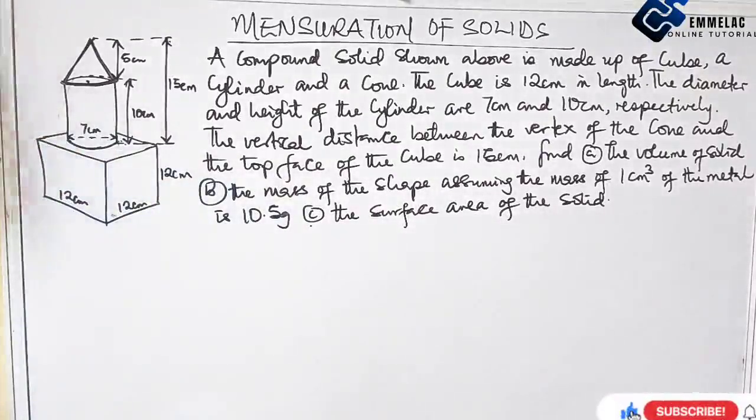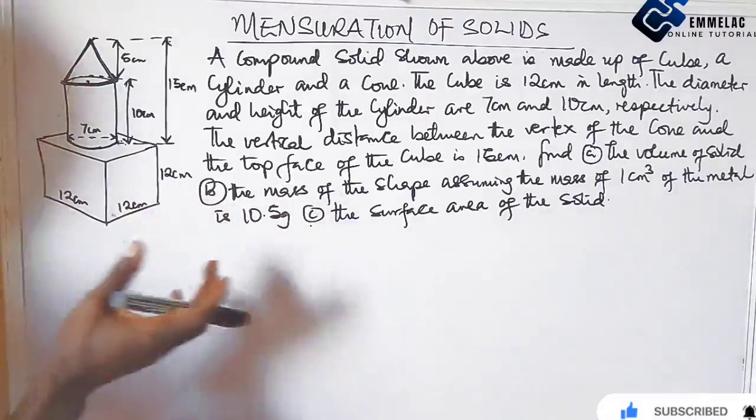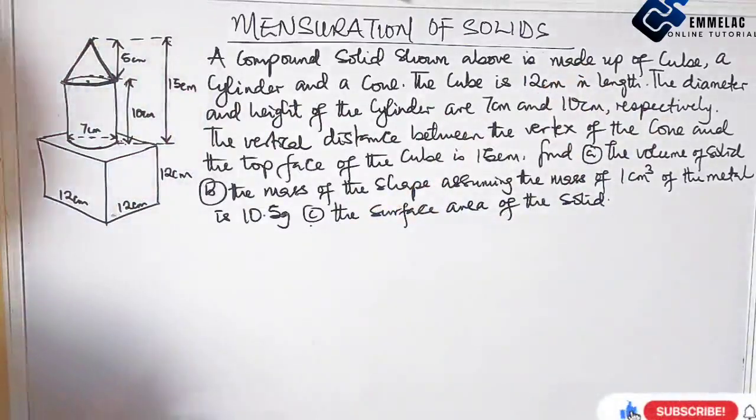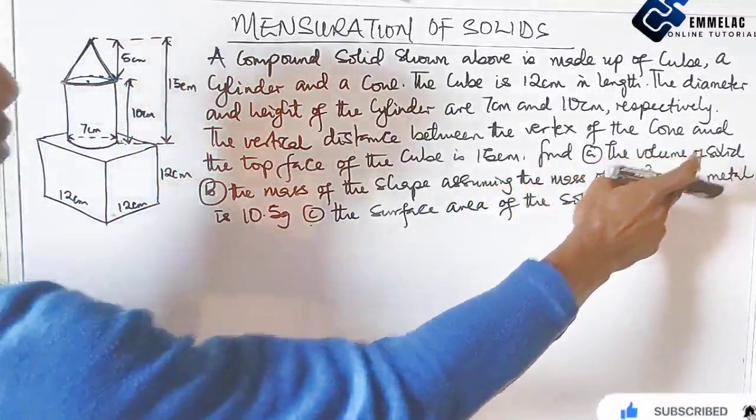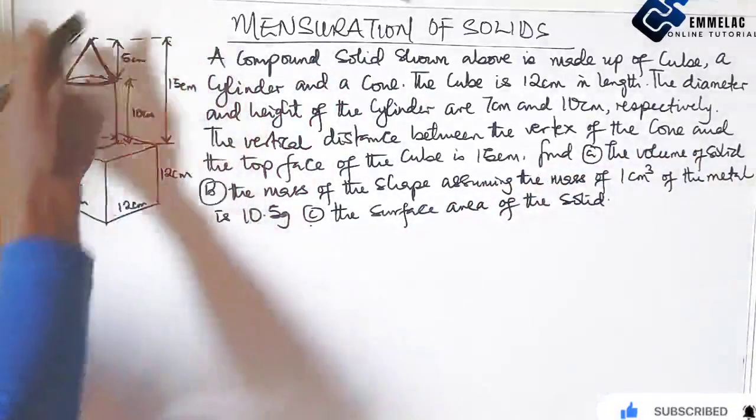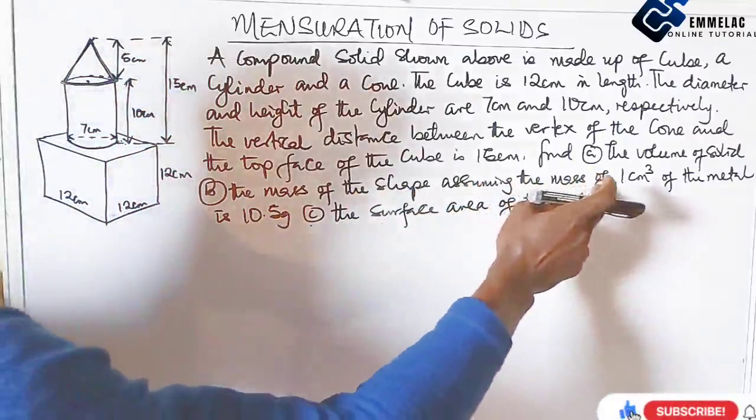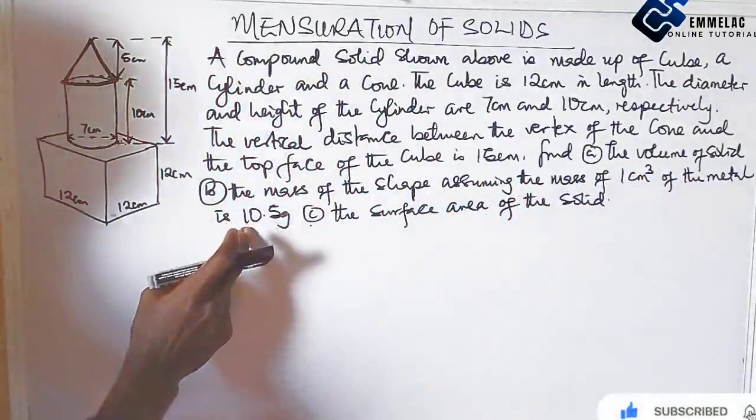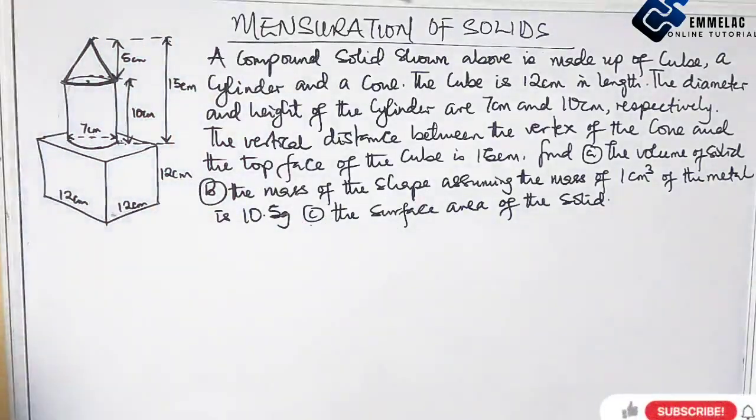Before us is this question in mensuration of solids. The whole of this question depicts this diagram. We are asked to find the volume of the solid. Now here is the solid. Then the mass of the shape, assuming the mass of 1 centimeter cube of the metal is 10.5 gram. And lastly, the surface area of the solid.